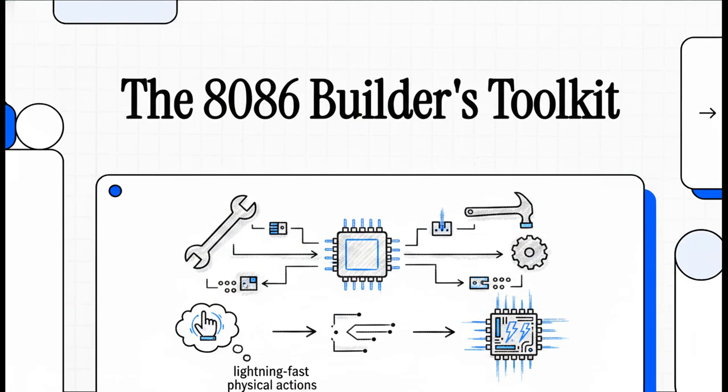Let's jump right into this explainer and crack open the ultimate toolkit of the 8086 microprocessor, its instruction set. If you've ever wondered how our high-level human intent gets translated into microscopic, lightning-fast physical actions inside the chip, well, you're in the right place.